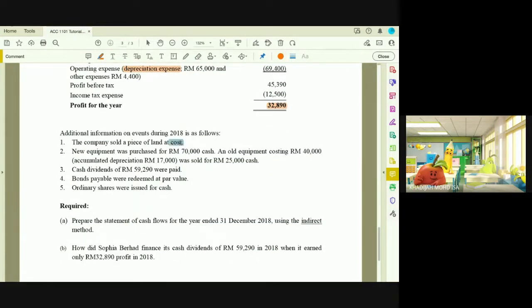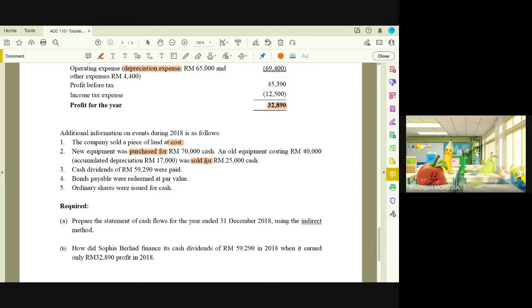Right. So you have to check what would be the disposal of the land. And then you purchase equipment 70,000 for cash and sold equipment costing 40,000. So there's a purchase and there's also a disposal, right? So for your equipment, you have to take note of that. So what happened is that you purchase new equipment costing 70,000.